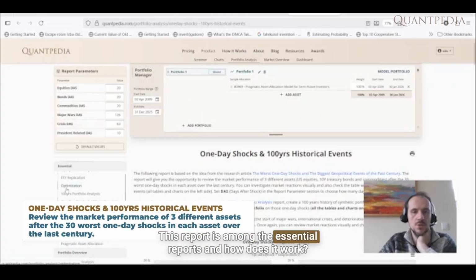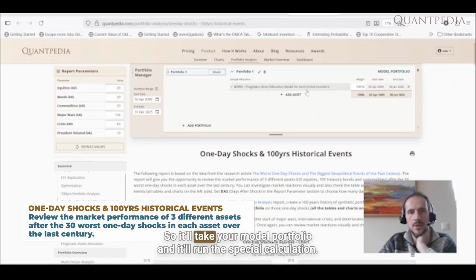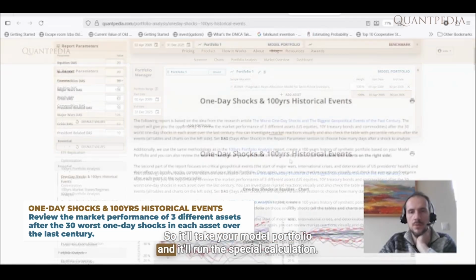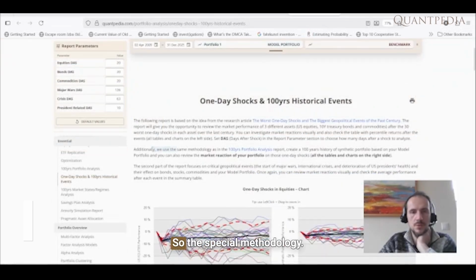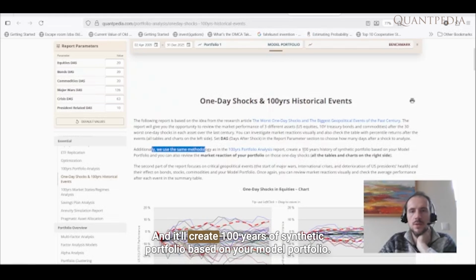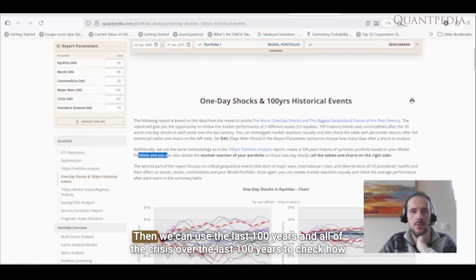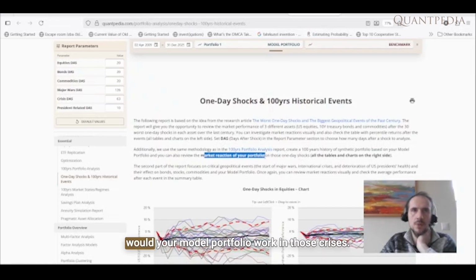This report is among the essential reports. And how does it work? It will take your model portfolio and run a special calculation, a special methodology, and it will create 100 years of synthetic portfolio based on your model portfolio. Then we can use the last 100 years and all of the crises over the last 100 years to check how your model portfolio would work in those crises. And you can compare that to the equities.